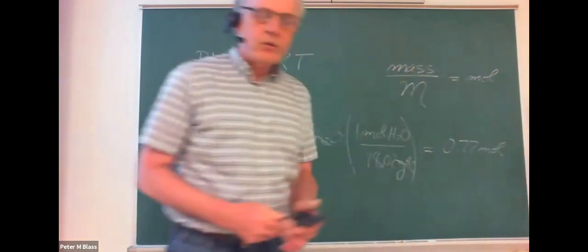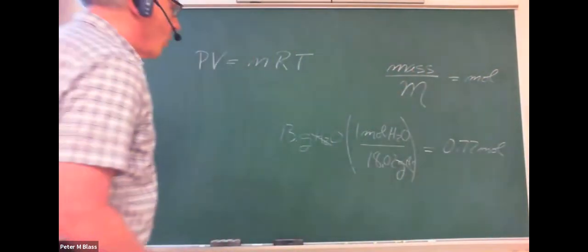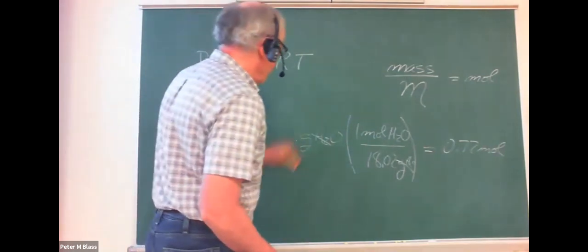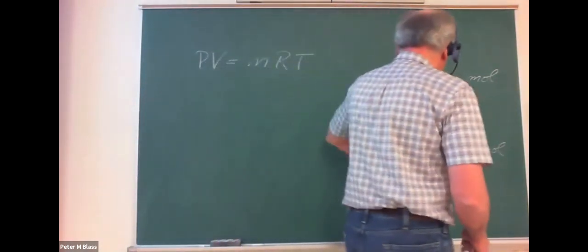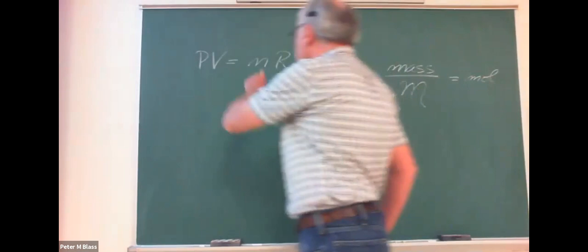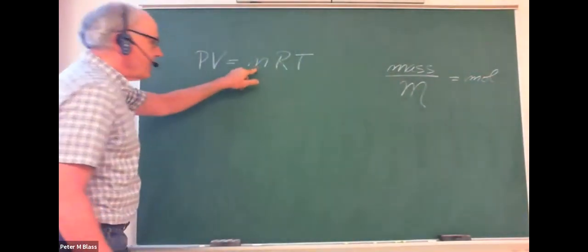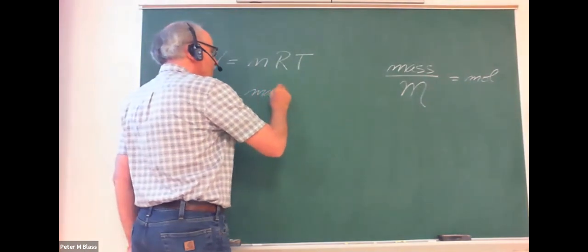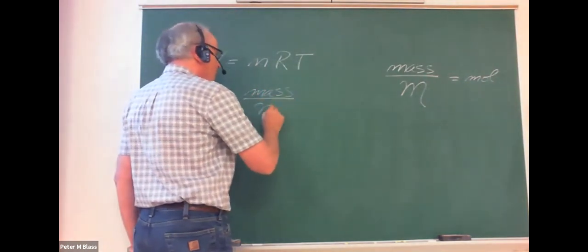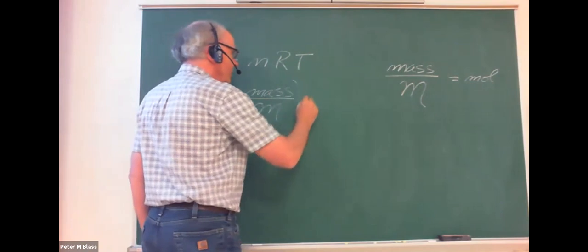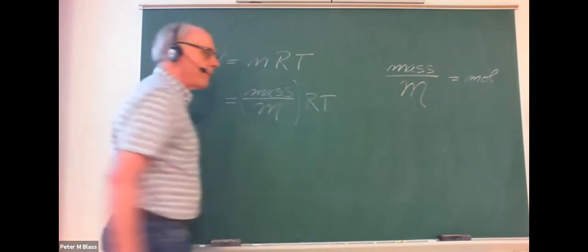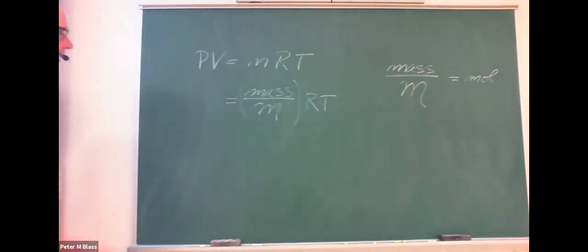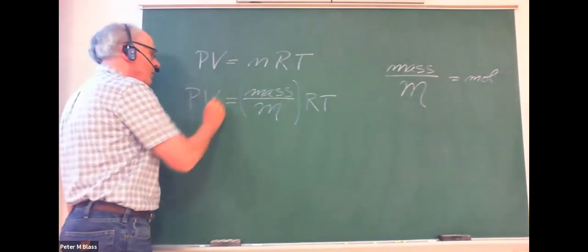Okay, so if I give you grams and I ask you for moles, you divide by the molar mass. Well, I can put that in this equation here, PV equals nRT. There's the n sitting there, and I could write that as mass divided by molar mass times RT, couldn't I? Right? And that's PV still.